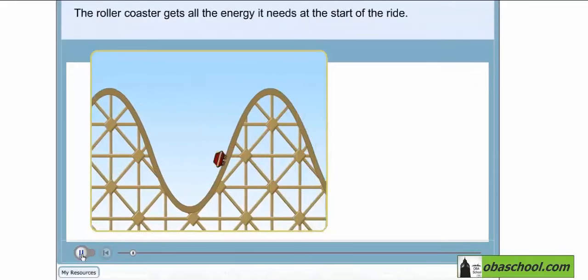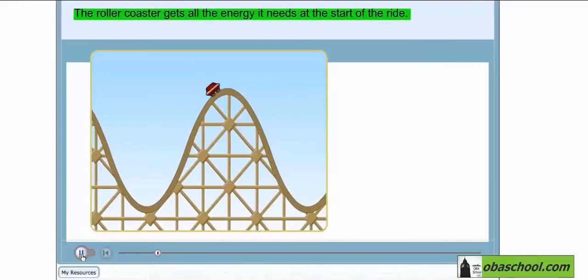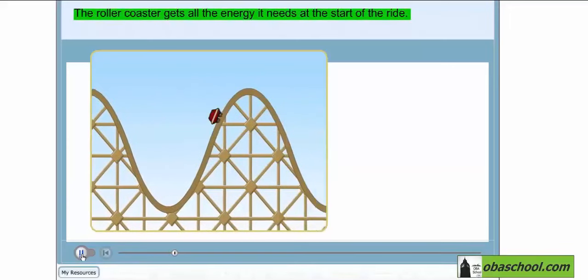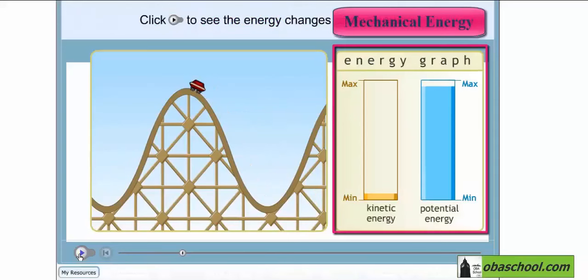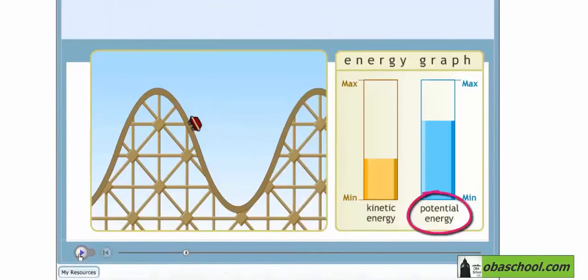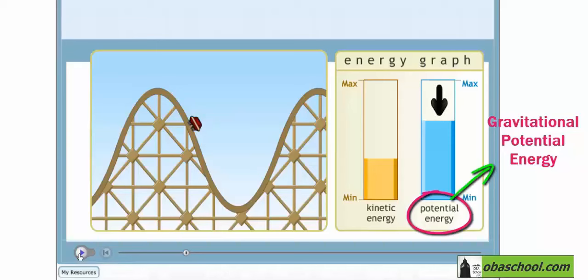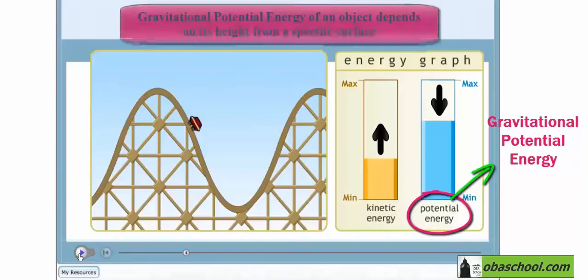The roller coaster gets all the energy it needs at the start of the ride. So, if you want to study the energy graph of the mechanical energy and how it's changing while the roller coaster is moving along its path, as the roller coaster descends, its gravitational potential energy store will decrease, and most of this energy is transferred to its kinetic energy store, which therefore increases.